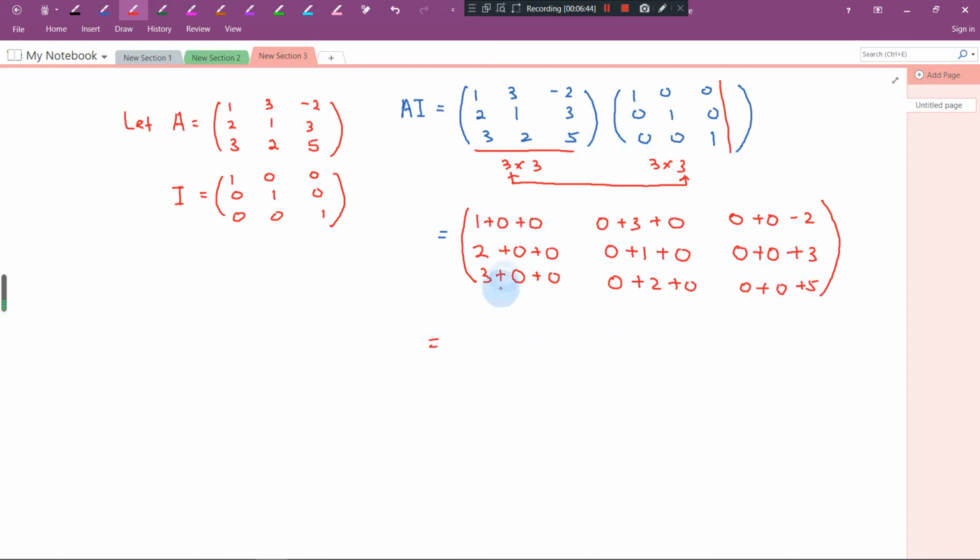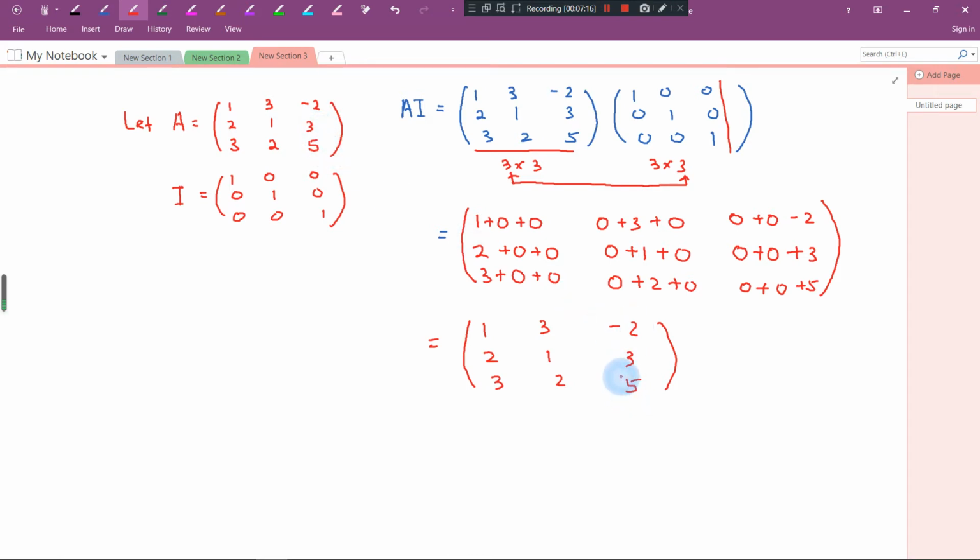Okay, let's get the sum for all these numbers. This is 1, this is 3, this is -2, this is 2, here is 1, this is 3, this is 3, and here is 2, and the last element is 5. Do you notice that this is actually exactly the same as matrix A? 1, 3, -2, 2, 1, 3, 3, 2, 5.